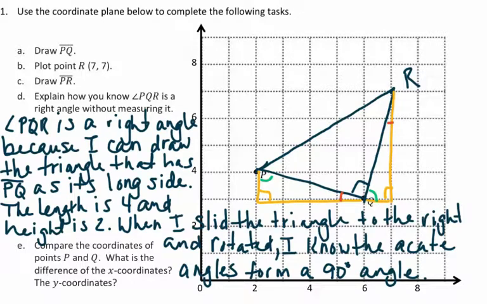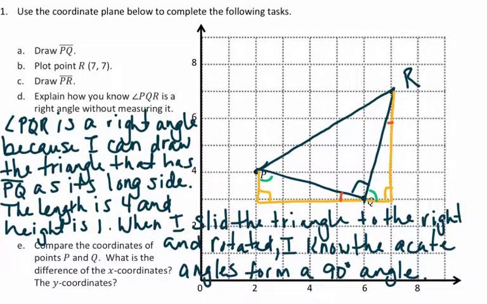Okay, so it was a little lengthy, but it says angle PQR is a right angle because I can draw the triangle that has PQ as its long side, and like I showed you before, that's this one right here where PQ is the long side. The length is 4. Oh, and the height is not 2, it's actually 1. So the height is 1. When I slid the triangle, so we're taking this triangle right here and we slid it to the right and rotated it, I know the acute angles form a 90 degree angle. So that's how we know it's right. We had to slide it and then rotate it to get that.